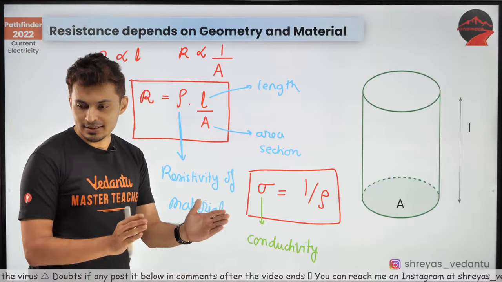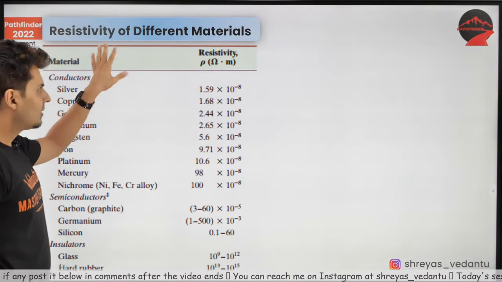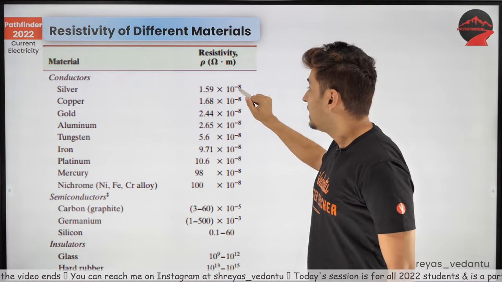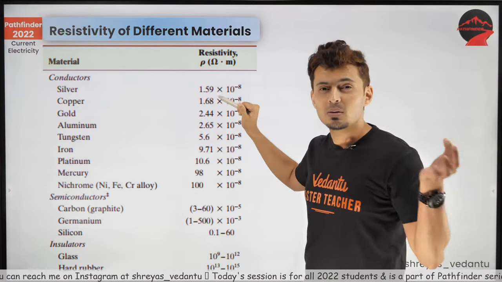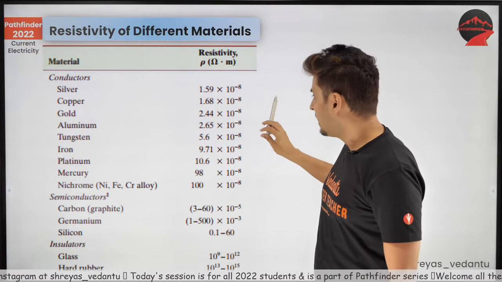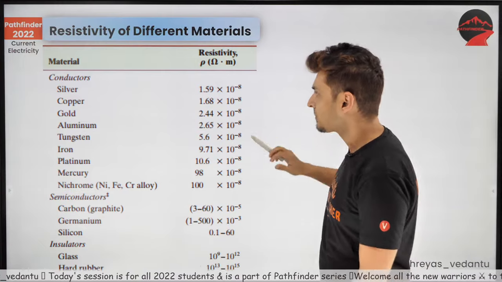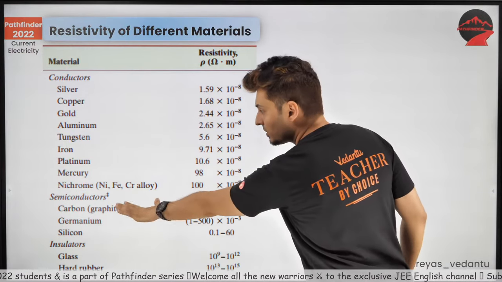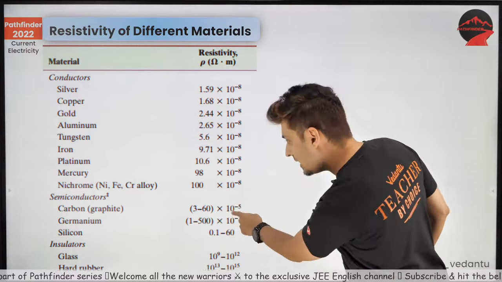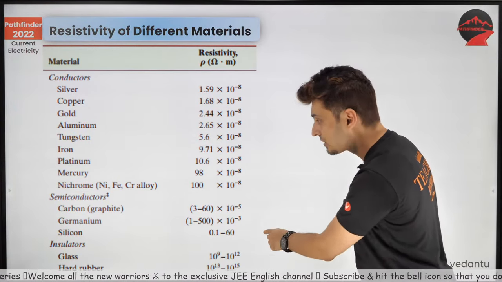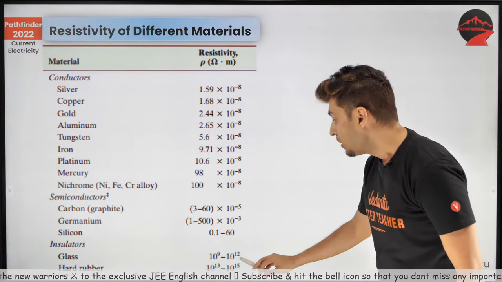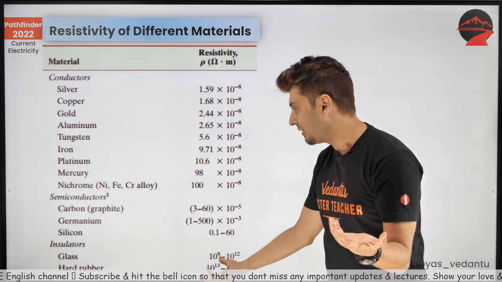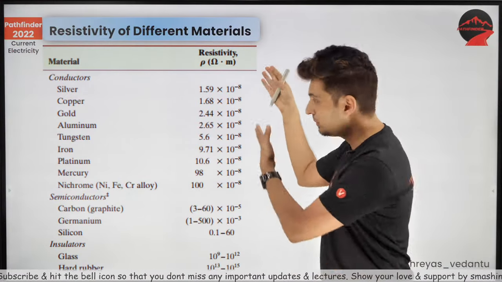Now let me show you some values so that you get a hang of it. Look at these values. These tell you the resistivity of different materials. Look at silver. Resistivity is 10 to the power minus 8. So many zeros, very small. Gold is also 10 to the power minus 8. Most of them are in the 10 to the power minus 8 region. Iron has a little bit more resistivity. When you go to semiconductors, you can see carbon, germanium, silicon, in the 10 to the power minus 5, 10 to the power minus 3 range. Insulators like glass and rubber, 10 to the power 12. Huge difference. So more resistivity, bad conductor. Less resistivity, good conductor.